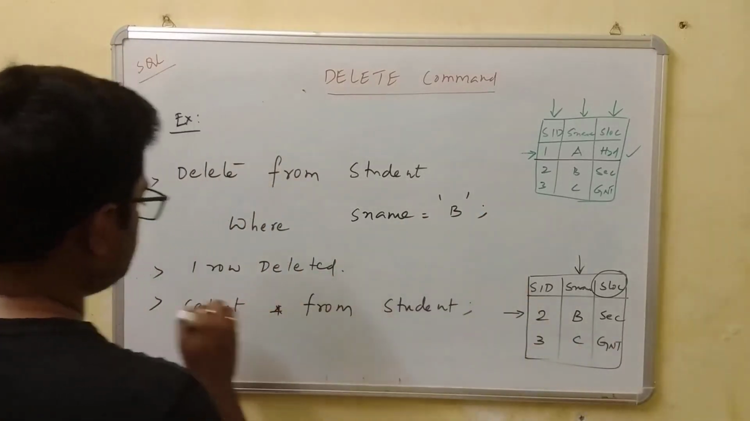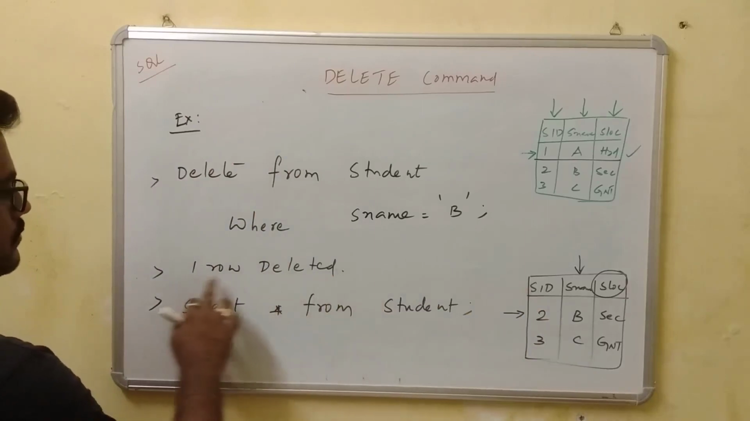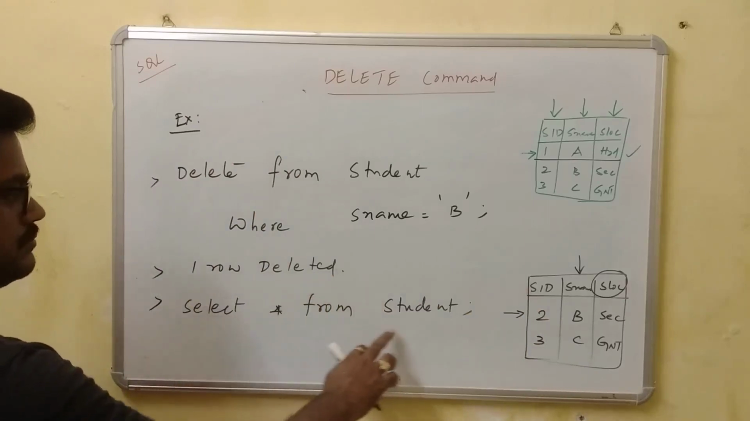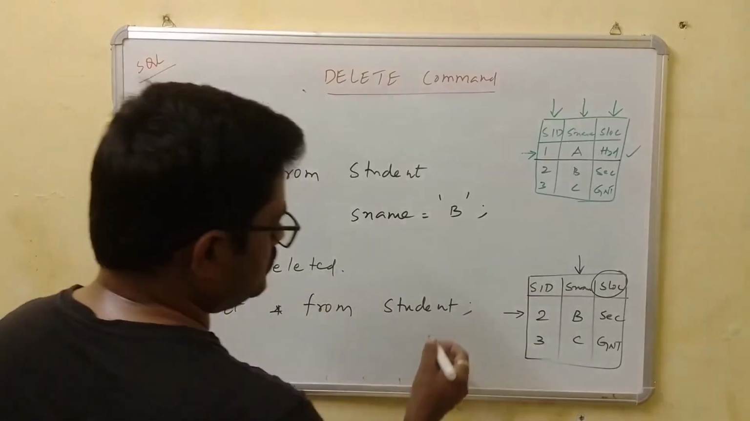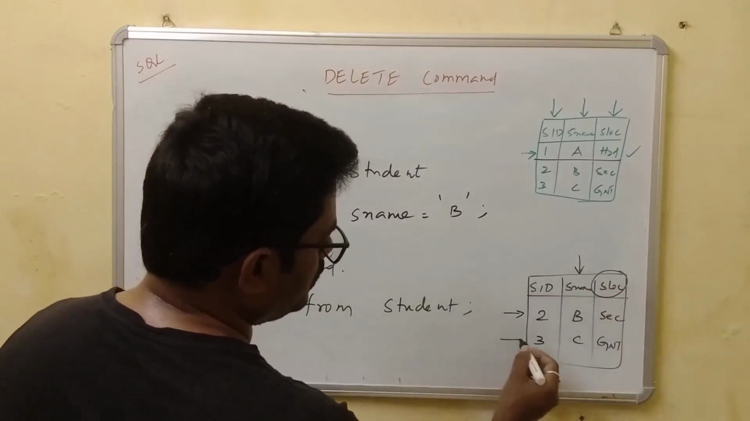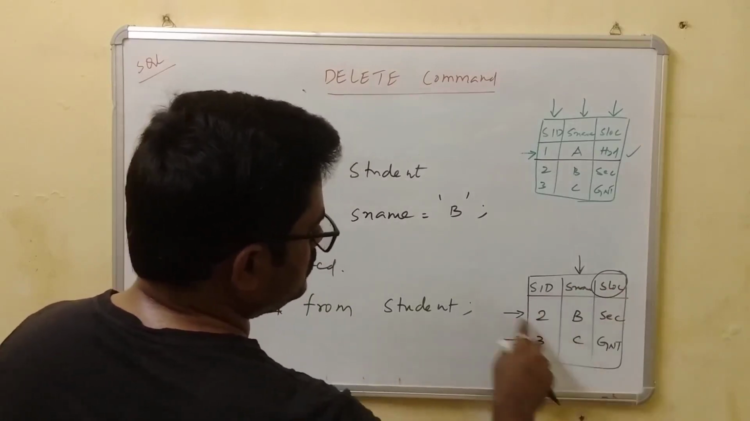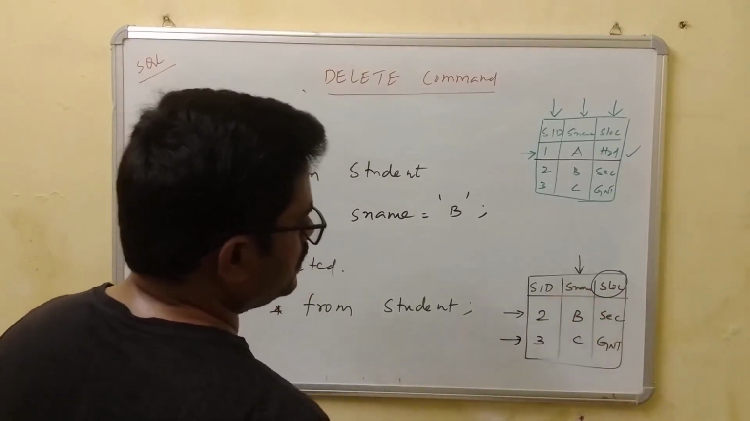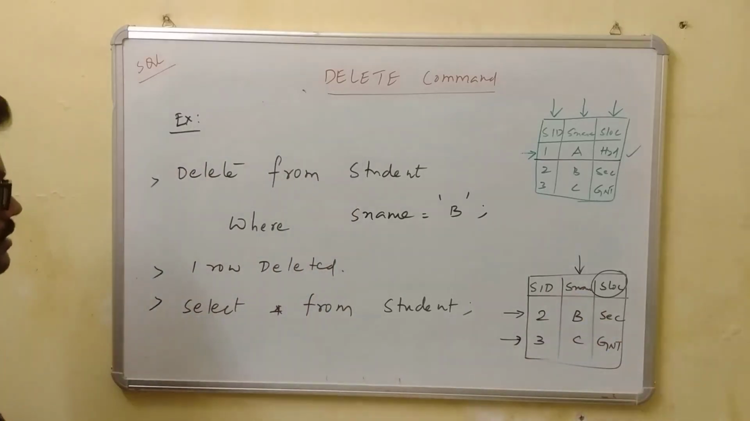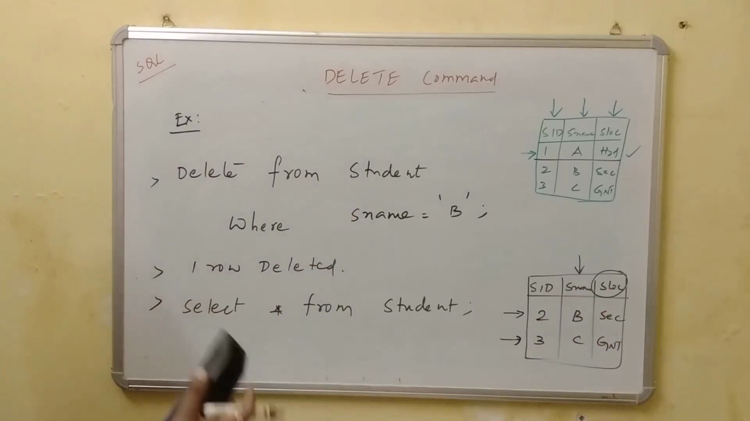After deleting this, the prompt will say one row deleted, and if you want to see the remaining records, select star from student. If you type this, the table will be displayed with only one record. Because the other was already deleted by specifying the student name, the available record is only one in the table. So this is how we are going to work on it.